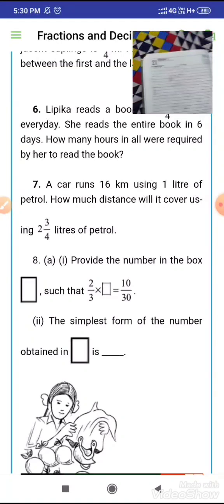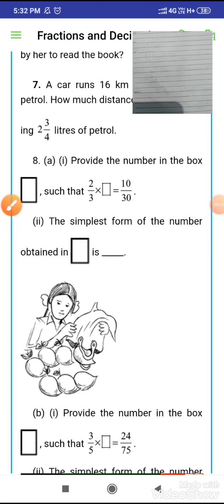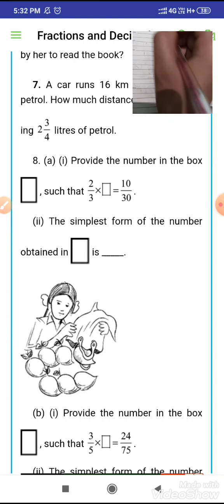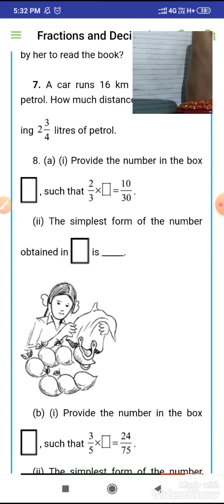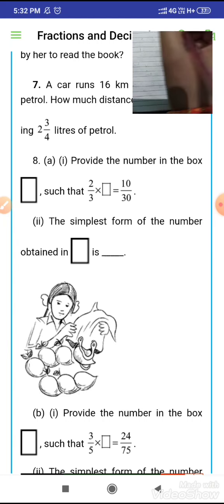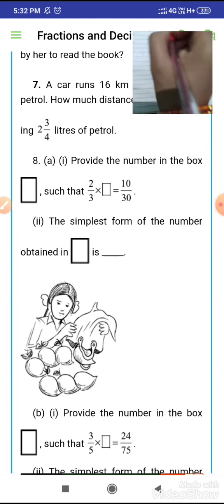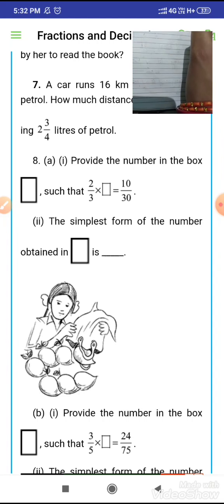Now move to our question number 8. So students, there are two parts in question number 8. The first part is: provide the number in the box such that 2 upon 3 multiplied by dash is equal to 10 by 30. Now think about the number by which we multiply our denominator and it becomes 30. So the number is 10. 3 times 10 we have 30.